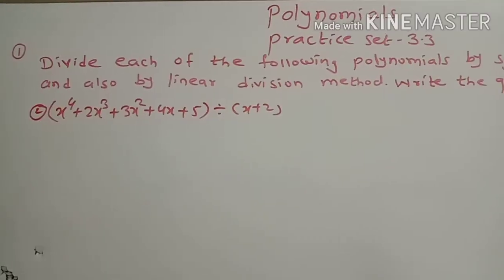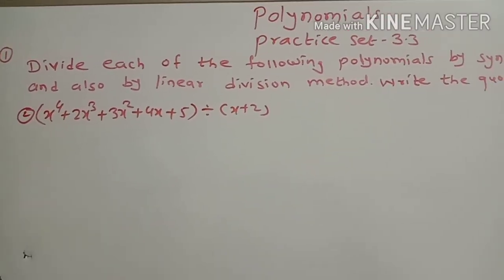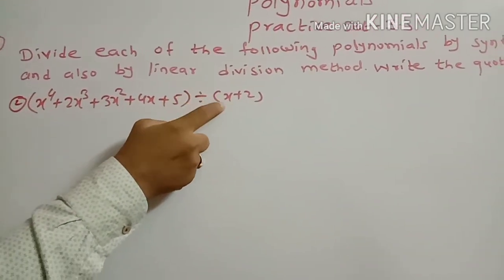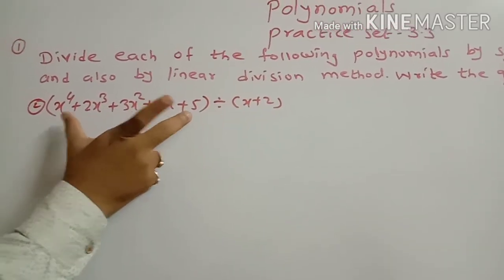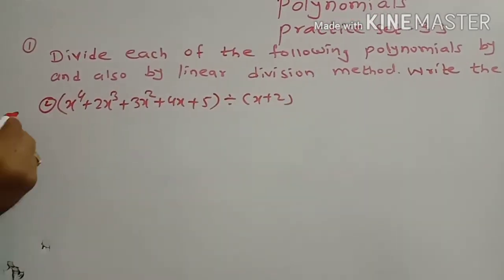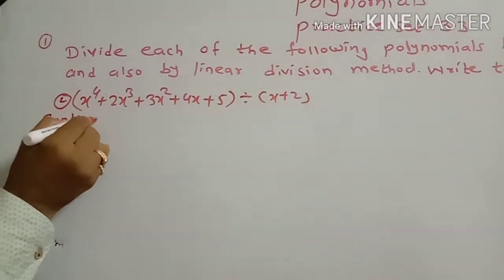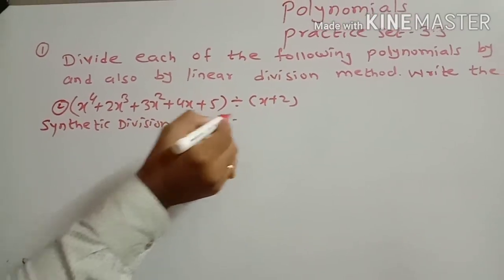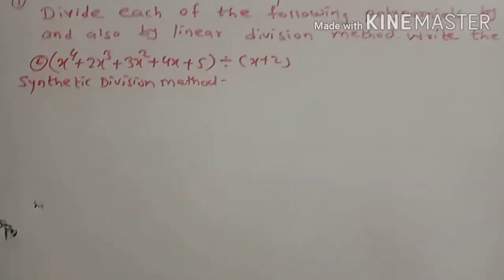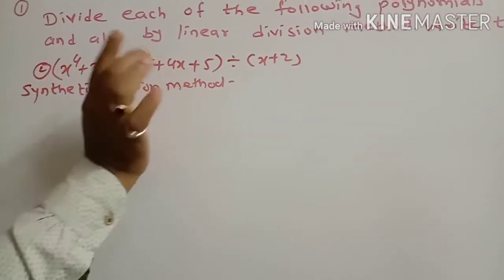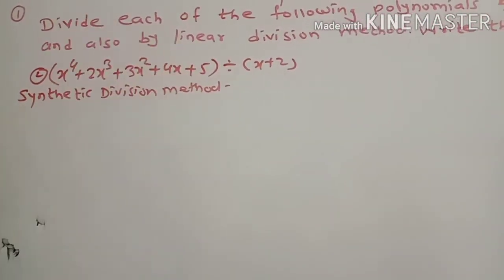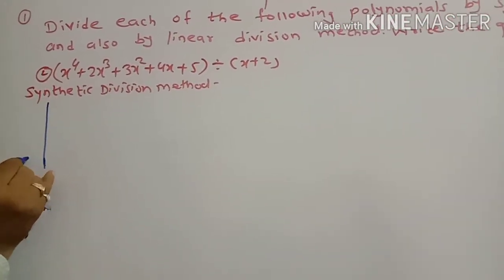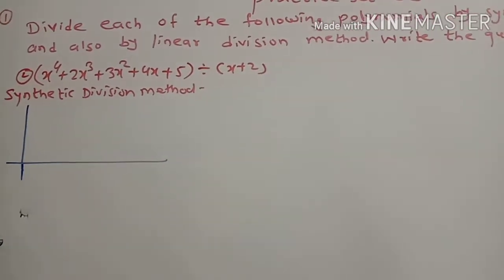Next example, x raised to 4 plus 2x cube plus 3x square plus 4x plus 5 divided by x plus 2. That is, this is the dividend and this is the divisor. Now firstly we solve this example by the synthetic division method. In synthetic division, firstly we see the dividend, whether it is written in the standard form or not. The given example is in the standard form, therefore we draw a vertical line and a horizontal line like this.